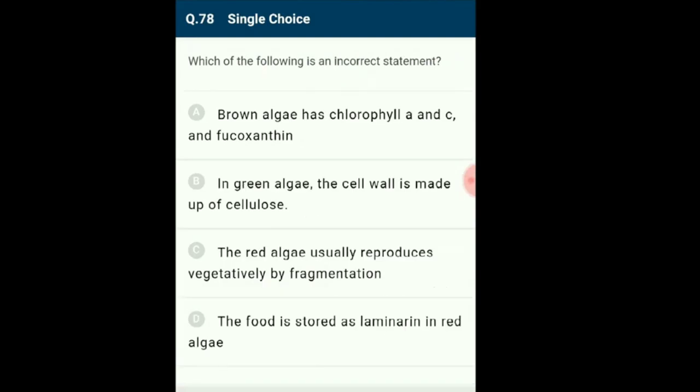Question number 78. Which of the following is an incorrect statement? Red algae store food in the form of Floridean starch. Red algae lack any specialized asexual spores, thus they usually reproduce by fragmentation. Brown algae store food in the form of mannitol and laminarin starch. So the answer for this question is option D. The food is stored as laminarin in red algae. So that is the incorrect statement.